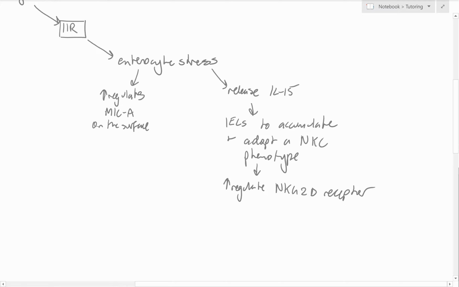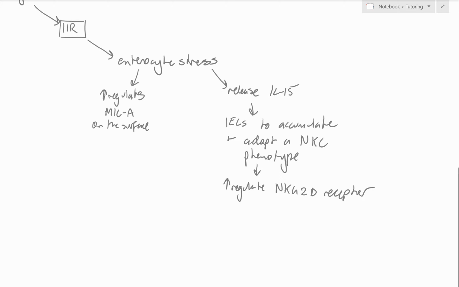So intraepithelial lymphocytes are CD8 positive non-conventional T cells. They're kind of like memory cells. They sit within the enterocyte border and kind of sample and make sure that things don't get infected. When stimulated by interleukin-15, they start to upregulate this NKG2D receptor. This is a receptor that we usually find on natural killer cells. So that's why we say that these start to adopt this natural killer phenotype.